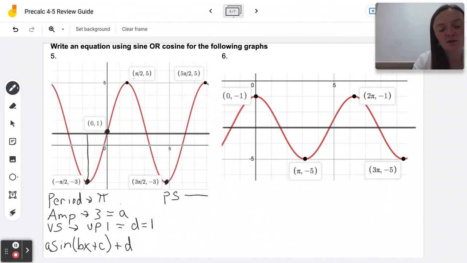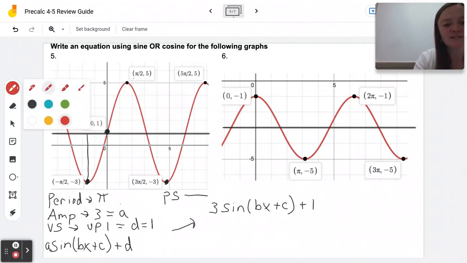So let's just go ahead and figure out all the values we have thus far. I'm actually just going to use this whole space, so you guys can just forget about 6 for a minute. All right, we know that a, the amplitude, is 3. So we'll start with a sine of bx plus c. And we know the d value is 1, so we'll say plus 1. So what we need to find is the b value.